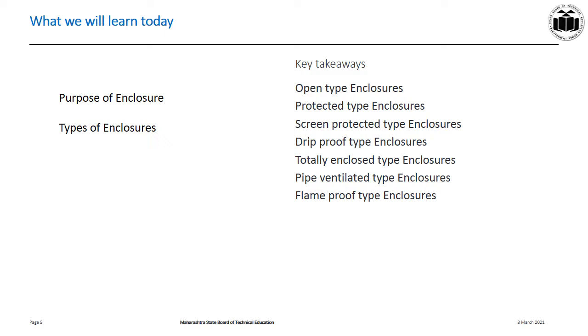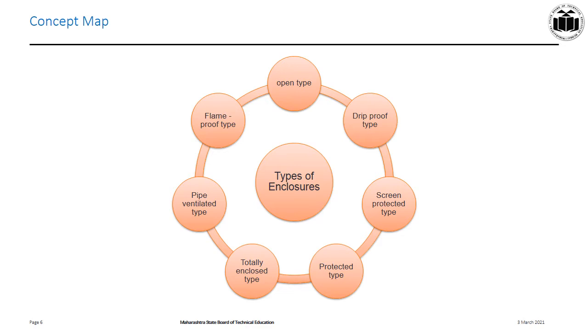The key takeaway from the session is the types of enclosure, that is open type of enclosure, protected type of enclosure, screen protected type of enclosure, drip proof type enclosures, totally enclosed enclosures, pipe ventilated type enclosures, and flame proof type enclosures. Learner may pause the presentation and can go through the concept map.